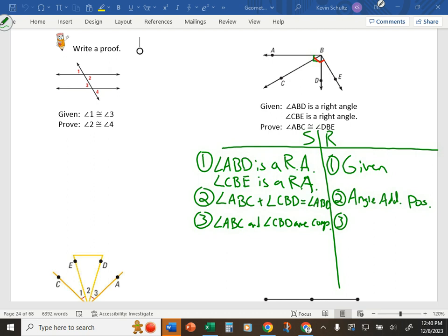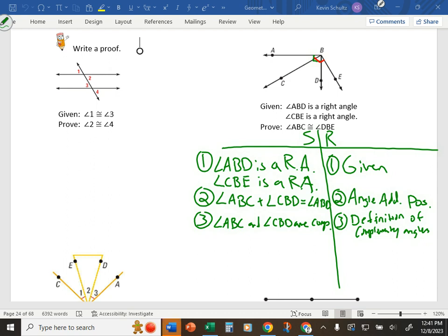Tristan? Cole? I forgot. Andrea? Would it be the congruent complement? No, it's the definition of complementary angles. If angles add to equal a right angle, they have to be complementary.